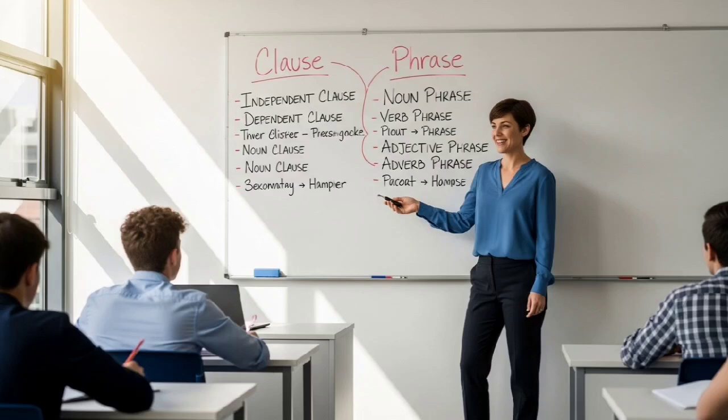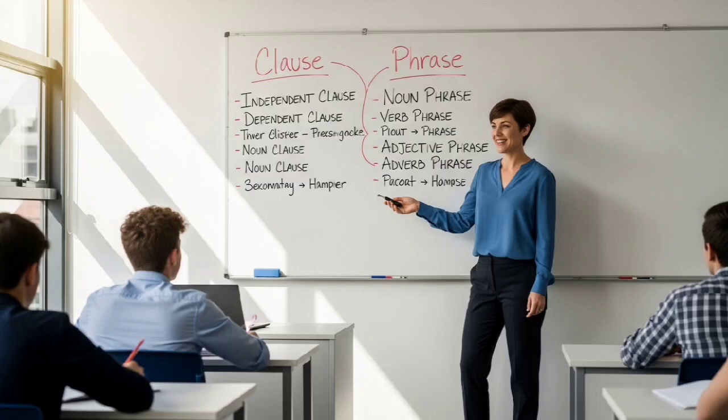Types of phrases. Phrases are used in different ways in English. Let's understand the main types. Noun phrase. A noun phrase works as a noun in the sentence. It has a noun and its description. For example: a beautiful garden, the tall man, my new phone. In a beautiful garden, the main word is garden and other words describe it.